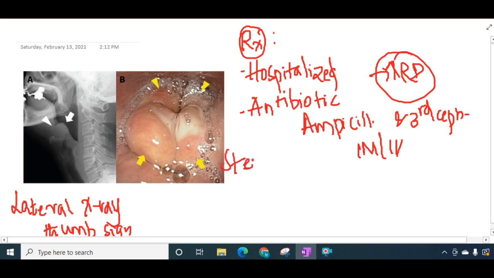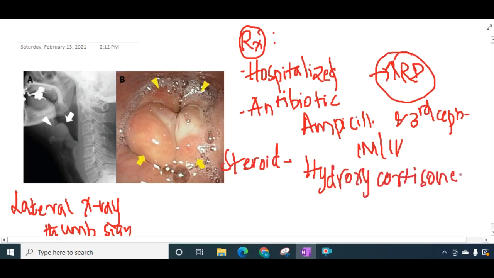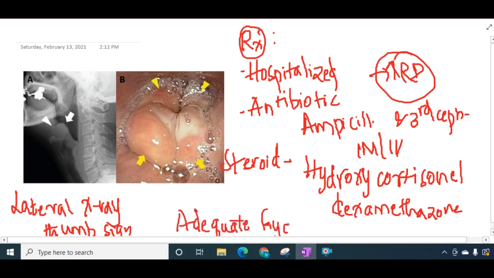Then you should give steroids to the patient. You can give hydrocortisone or dexamethasone in appropriate doses, by IV or IM route. We should also see that adequate hydration is maintained by parenteral fluids. Oxygen should be given in order to counteract respiratory distress and dyspnea.